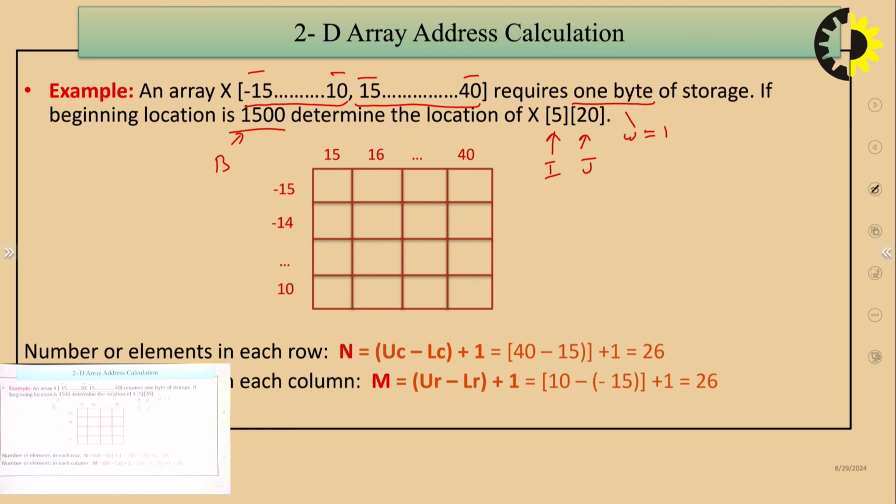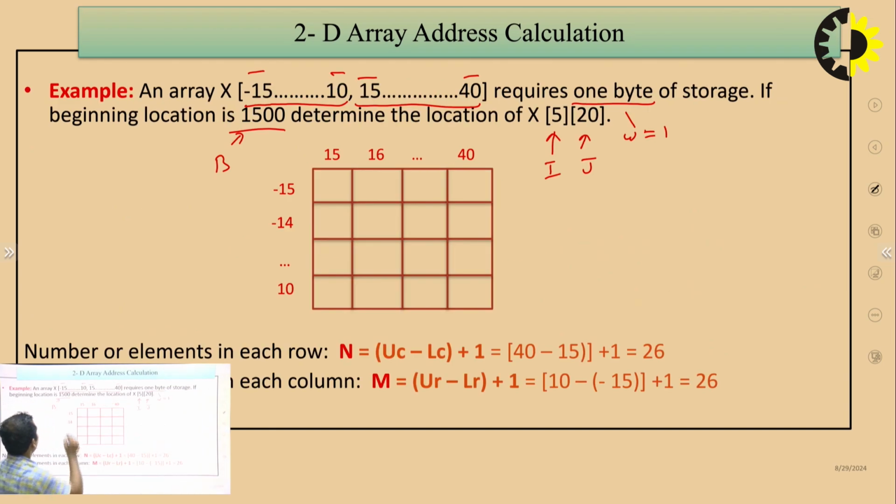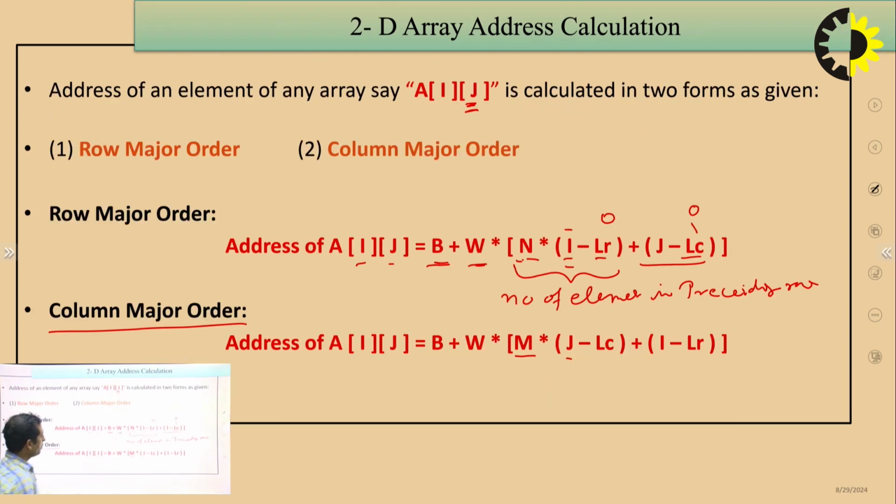So we have been given this data, but in our formula we have B, we have W, we have I, we have LR. What is LR here? LR is the lower limit of the row, and this is the lower limit of the column, that is LC. Now LR is minus 15, LC is 15, but in the formula we need N for row-major and M for column-major. So how do we calculate N and M? First calculate N and M.